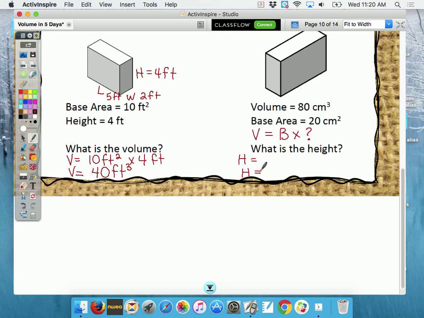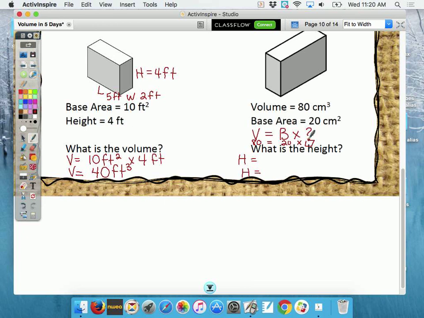And then how would I plug the numbers into this formula? Well, let's look at it. Volume is 80, so 80 equals 20 times something. Now don't say anything because I want to know how do I find the missing factor? If I know the product, what do I do? Divide. I do the opposite of multiply, right? So 20 times something equals 80 is really like 80 divided by 20, okay?